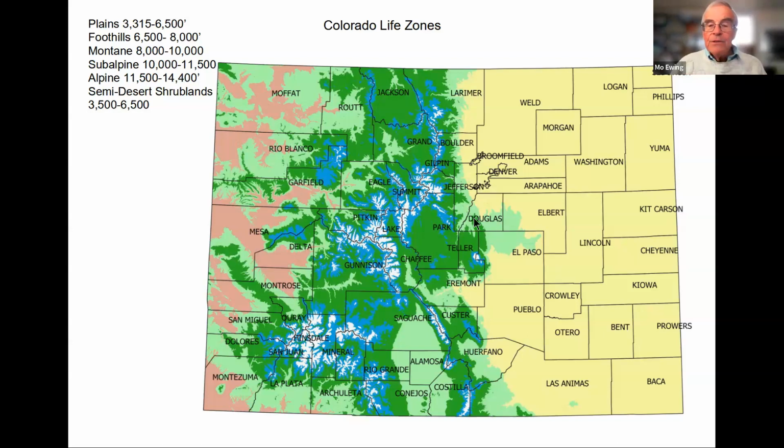So we have the plains, and then we have the foothills, which is the light green, and the montane, which runs from 8,000 to 10,000 feet, which is the dark green. Subalpine, 10,000 feet, which is the blue, and then the alpine, which is the white. And so let's go on a little walk. And today is the day that I normally do it.